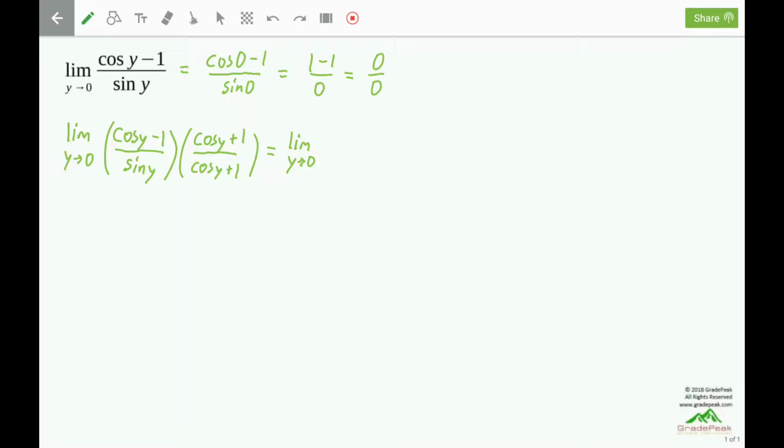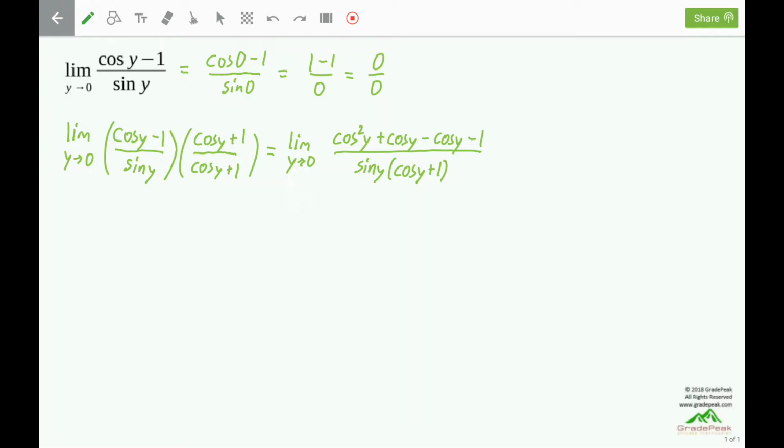Now in the numerator we have trig conjugate pairs, so we will FOIL that out. First, cosine times cosine is cosine squared of y. Outside, cosine of y times a positive 1. Inside, negative 1 times a cosine of y, and then last, negative 1 times a positive 1. In the denominator, we do not have trig conjugate pairs, so we will not FOIL or distribute. We will leave it in its factored version.